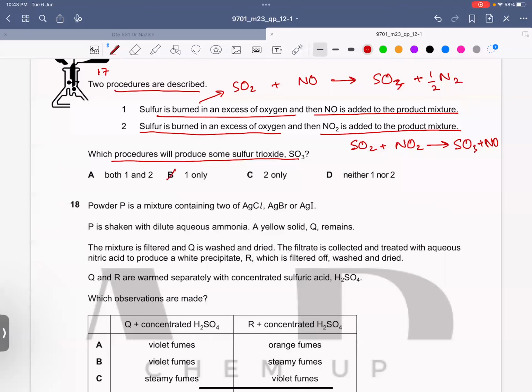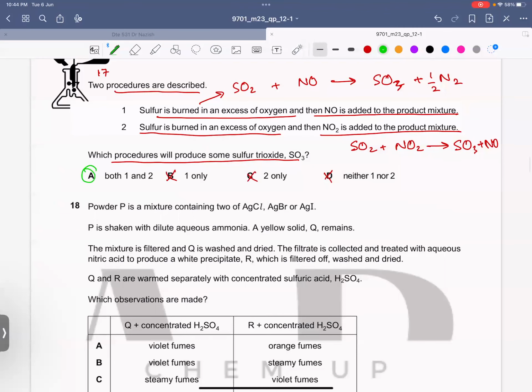So in both the reactions, sulfur trioxide can be formed. So B, C, and D go wrong, and A is your correct answer.